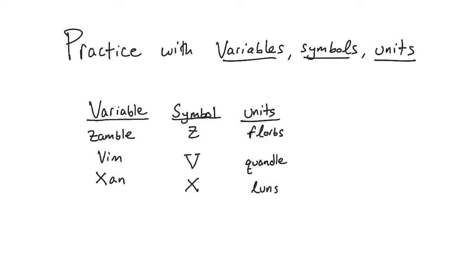Let's do some practice with variables, symbols, and units. Here I have a little table where I am writing out a variable name. I've got 3 of them. I've got a symbol to represent each one, and then their corresponding units.